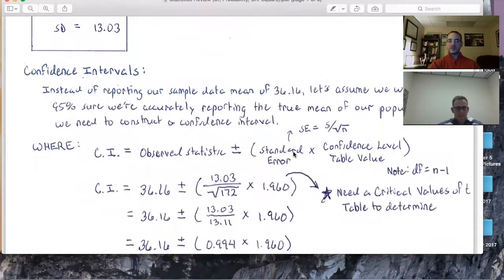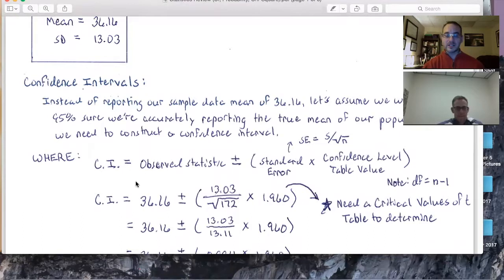So how would we do that? Well, you're probably noticing in the book, and they probably gave this formula, that this is essentially our formula for a confidence interval. We're always going to have some observed statistic. In this case, it's asking us to calculate that 95% confidence interval around the mean, so the observed statistic is our mean, 36.16. It's the observed statistic plus or minus, and that plus or minus gives us our interval, that bandwidth around the mean. So it's the mean plus or minus, and then in parentheses we've got a couple of values that we need to come up with.